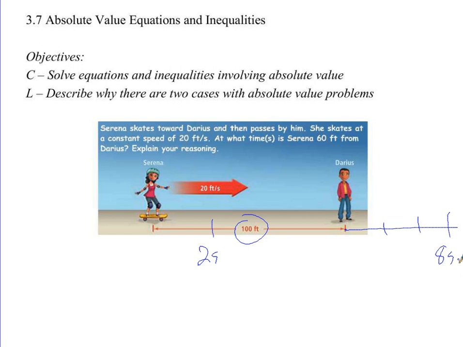What you just did is what we call an absolute value problem. How far away from Darius is she here? 60 feet. How far away from him is she here? 60 feet. So there are 2 answers. In this section we're going to wind up with 2 answers anytime you're dealing with an absolute value problem, because we're talking about distance away from somebody. We're talking about distance away from Darius. I can be 60 feet away from him to the left. I can be 60 feet away from him to the right. 2 different answers. And that's going to be true when we start working with equations as well.